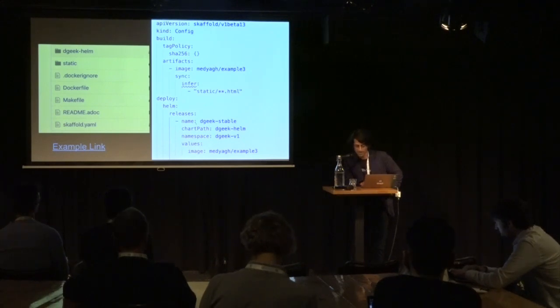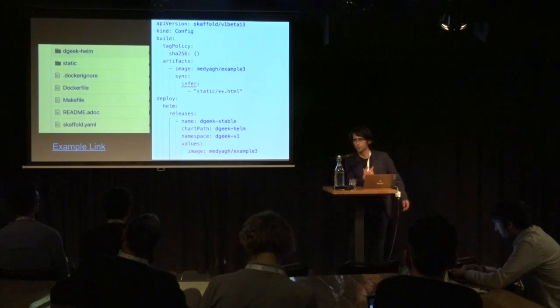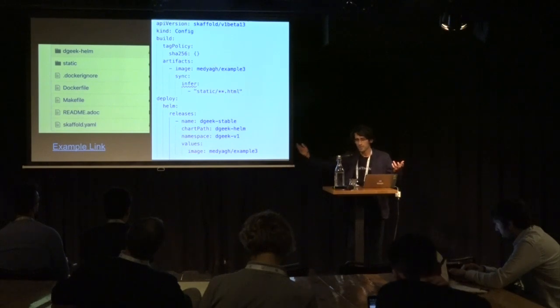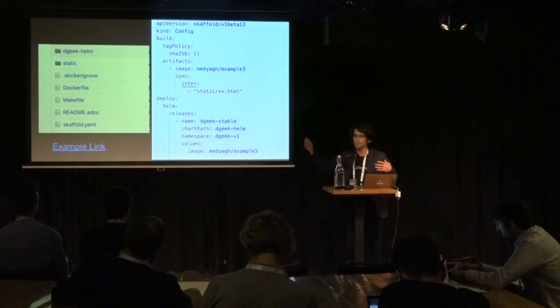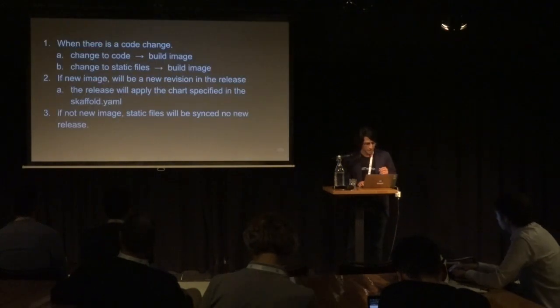The release name is dgeek stable, and the chart path is in my repository. So I can make a chart and make Scaffold actually use Helm, which is beautiful because later if I want to deploy the same chart to prod or anywhere else, I am confident that it works on my own machine and it will work somewhere else. I'm not going to translate from YAML to Helm charts and all that mess. I'm just using the same thing everywhere.